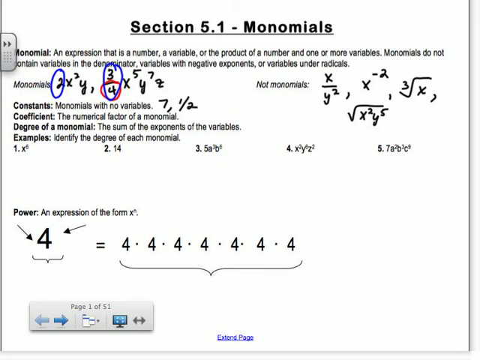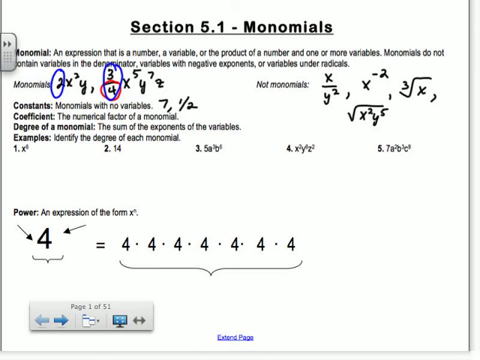And the degree is the sum of the exponents of the variables. Okay, so this is important. This is only for a monomial. When we get to polynomials later, it's just going to be the largest exponent. So we're going to add each individual exponent. So like on number 3, see how I have 5, a to the 3rd, b to the 6th. We add those numbers. So it'd be 3 plus 6.